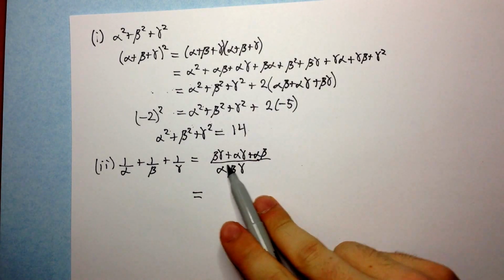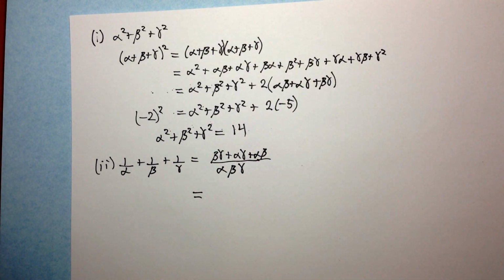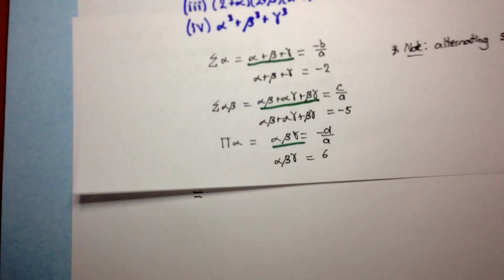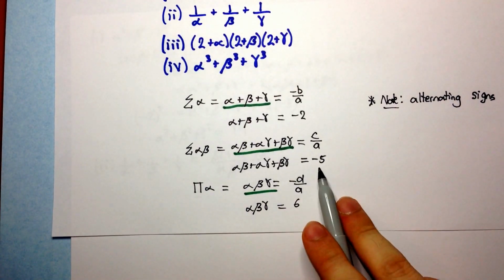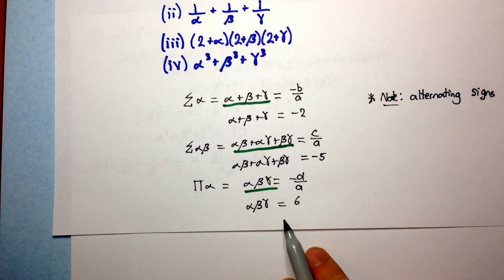But you could just recognize this as the sum of roots 2 at a time over the product of roots. And again, we look back to our three fundamental expressions. So the numerator is going to be minus 5 and the denominator is going to be 6.